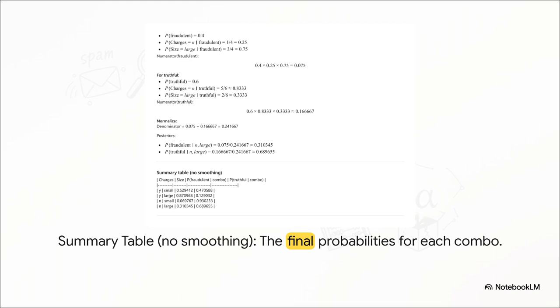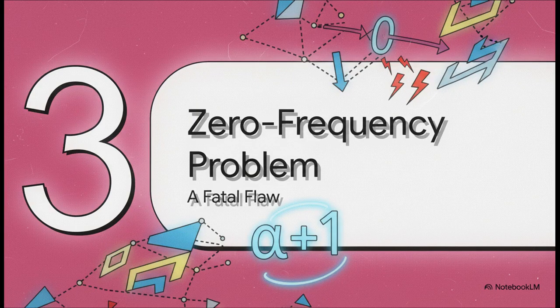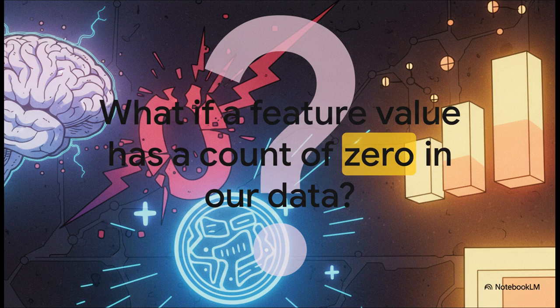But hold on, there's a huge hidden flaw in what we've just done, a real ticking time bomb. And this is where it gets really interesting. What happens when our shiny new model comes across something it has never, ever seen before in its training data? This very question points to a massive weakness in our raw calculation. I mean, what if we'd never seen a fraudulent case from a small company in our original 10 data points?